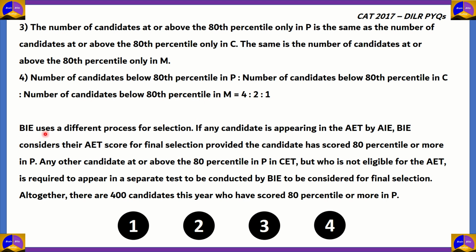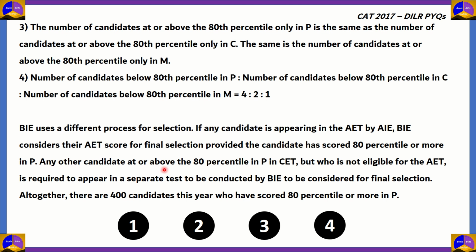Now, the second institute, that is Bambi Institute of Engineering, or BIE, uses a different process for selection. If any candidate is appearing in the AET conducted by the AIE, BIE considers their AET score for final selection, provided that the candidate has scored 80 percentile or more in P, or physics.